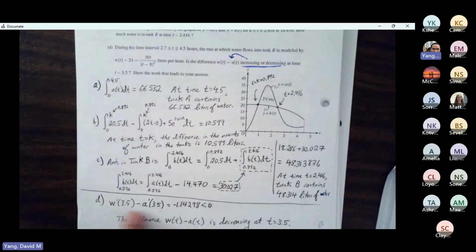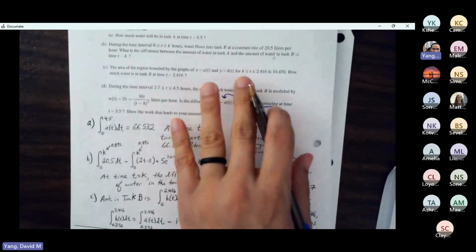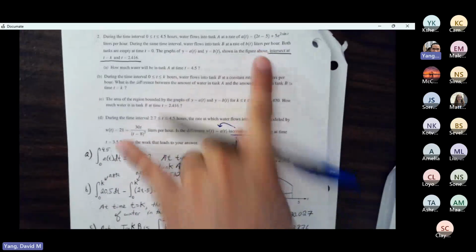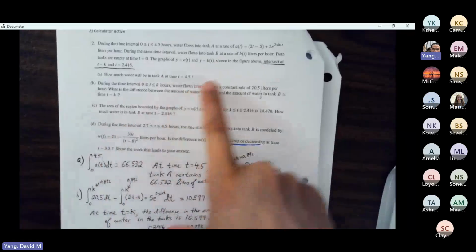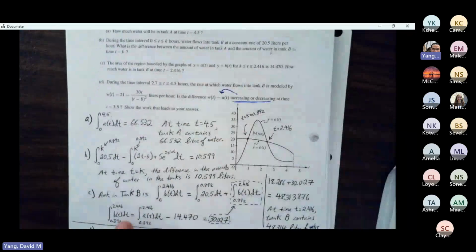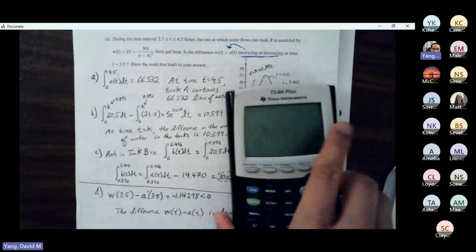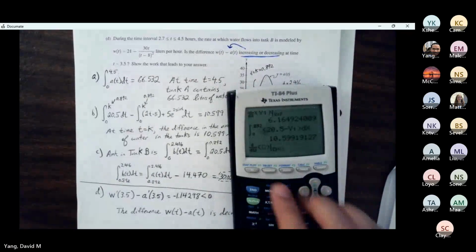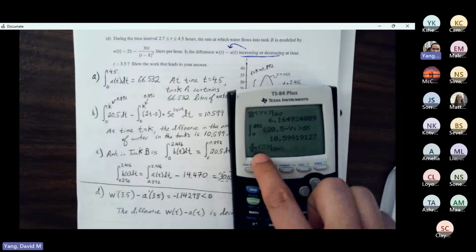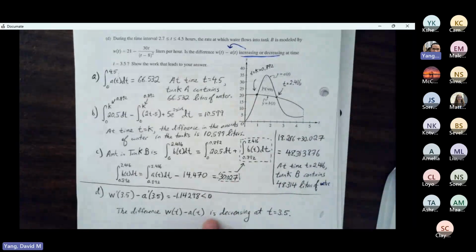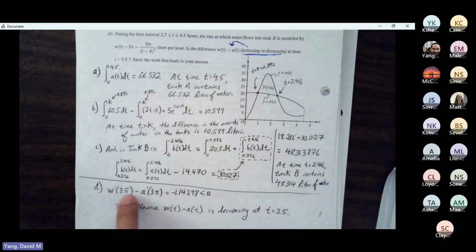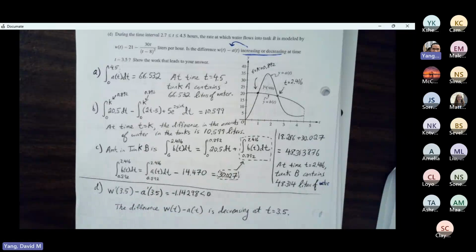So we can simply insert 3.5 for W prime and A prime, since we have both W and A. We can just do math 8, the numerical derivative, for W of t and then the derivative for A of t, and make the calculator take care of both for us. So we just do math 8 and enter W of t, get that value at 3.5, enter in A of t at 3.5, get that value. In this case, we get a negative number, so that tells us that the rate of the difference is decreasing at t equals 3.5.